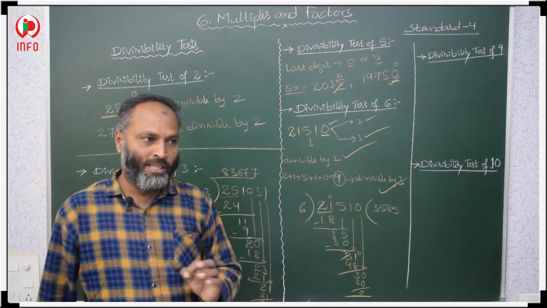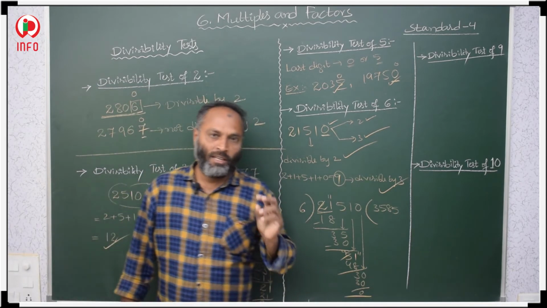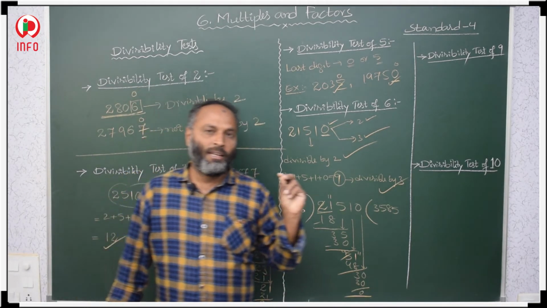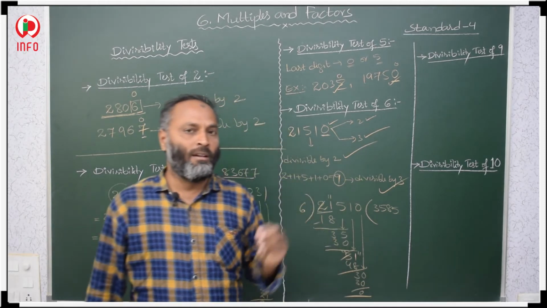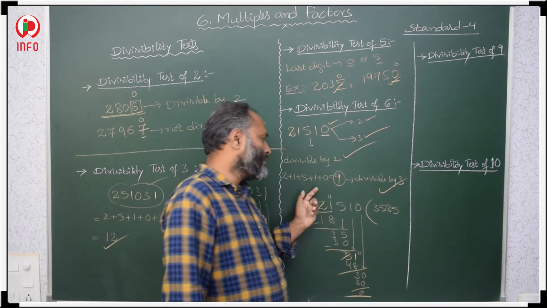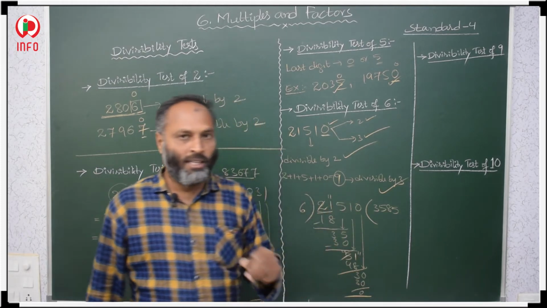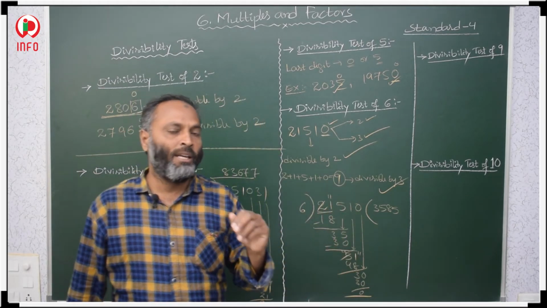For divisibility by 6, first we have to check whether the given number is divisible by 2 or not. Then after that, whether the number is divisible by 3 or not. When the number is divisible by 2 as well as 3, then the number is divisible by 6.